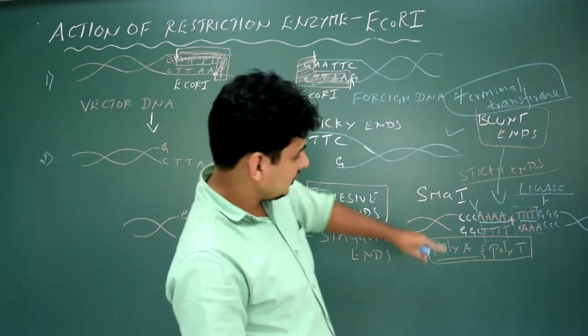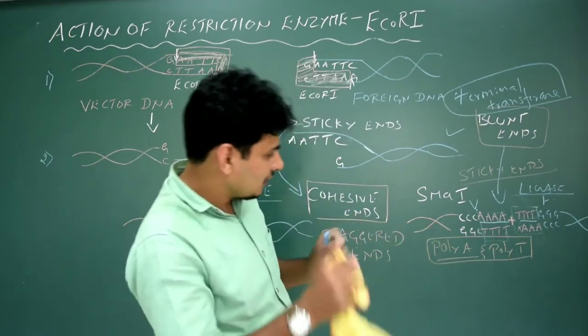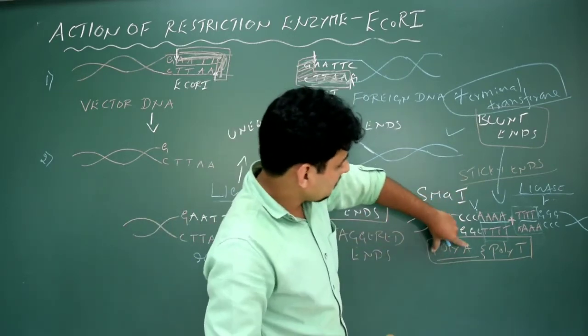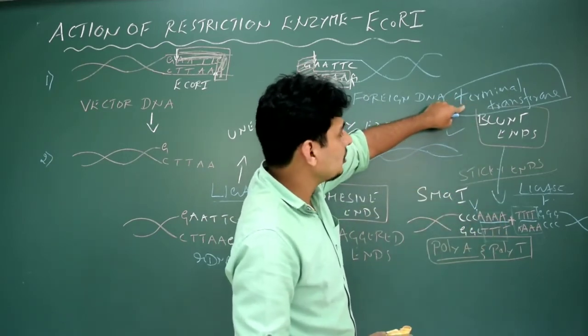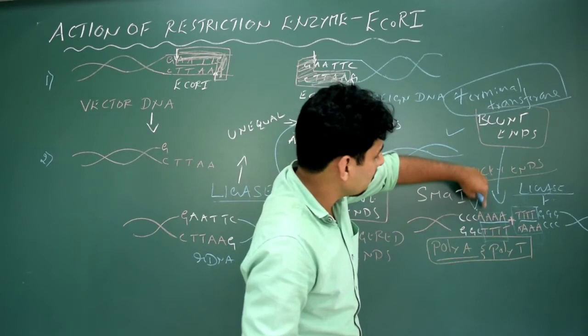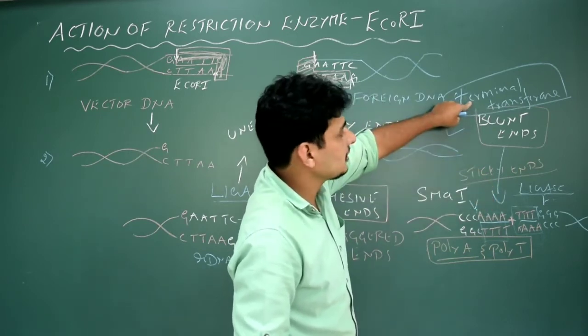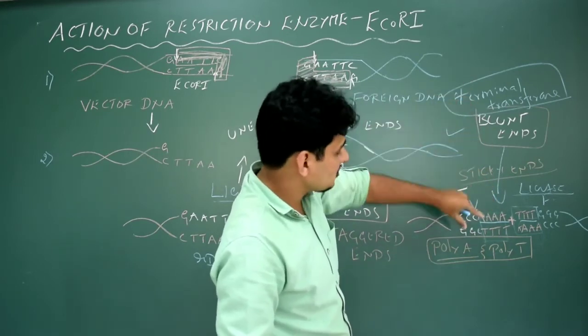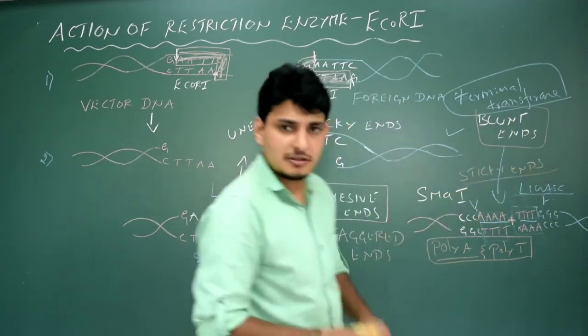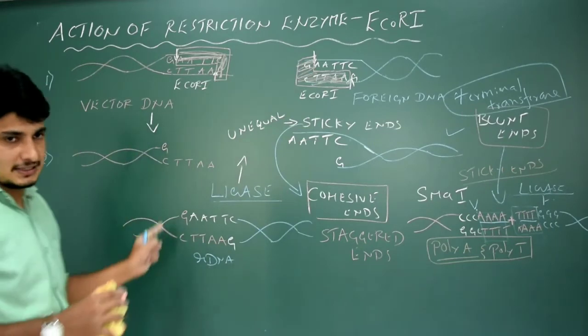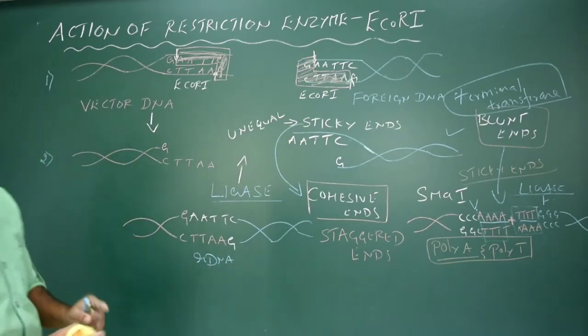No confusion here. Very simple. For the process of poly A and poly T, we need this enzyme because they are going to add A and T to the blunt ends, this particular terminal transferase. After that, once the process is done, we need to treat these two DNAs with ligase. The procedure is same. That is the difference between sticky ends and blunt ends.